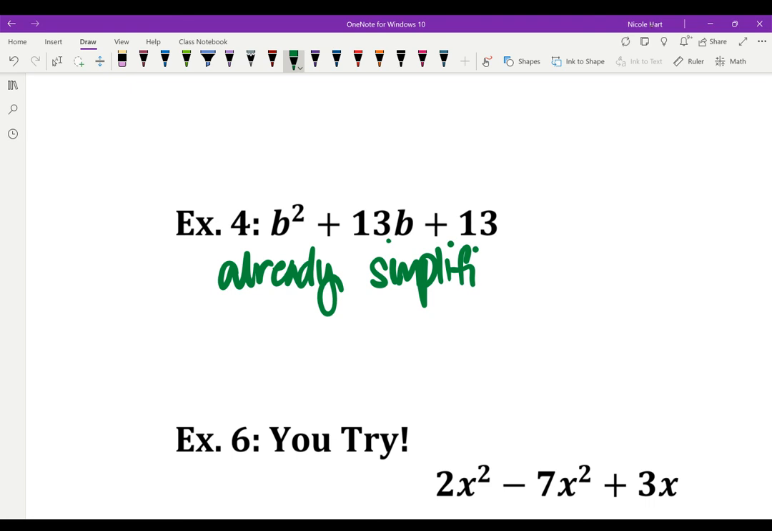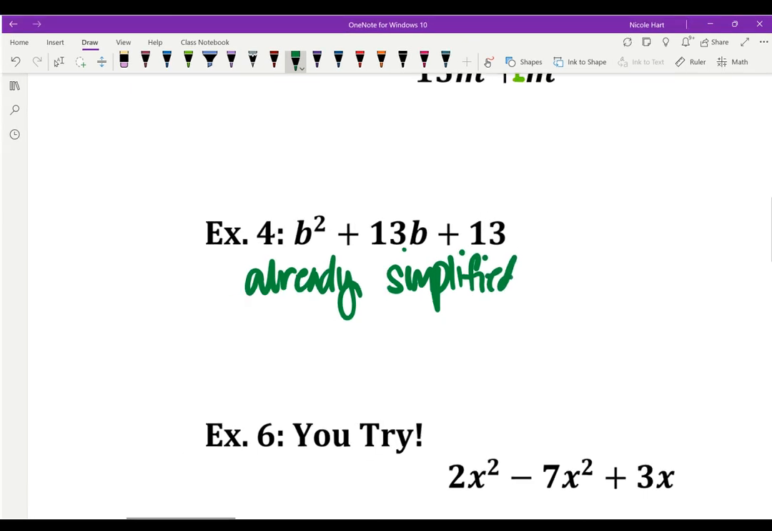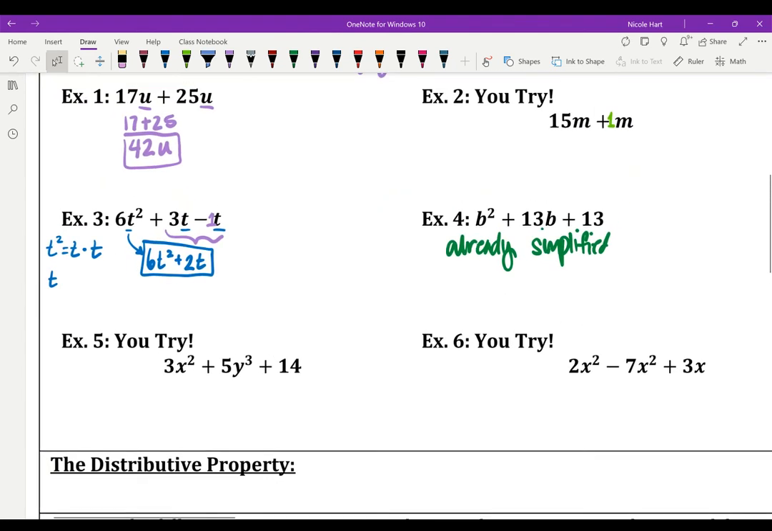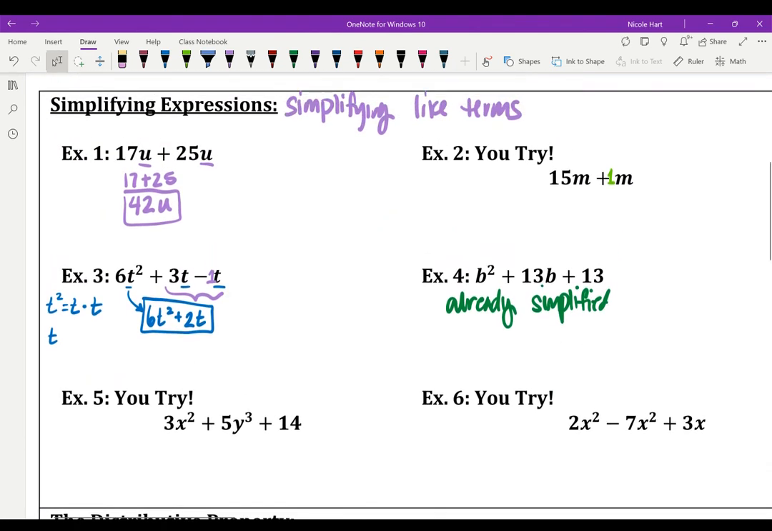If there's no movement, no addition, no subtraction that we can do with these, we're going to call that already simplified. Okay, so keep an eye on those that are already simplified and go through and practice examples 2, 5, and 6.